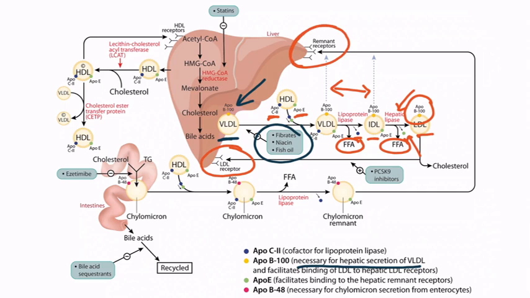From the key, notice that ApoE facilitates the binding of lipoproteins to the hepatic remnant receptors. This includes VLDL and IDL. On the other hand, ApoB100 facilitates hepatic uptake of LDL by the LDL receptor. So it facilitates binding of LDL to the hepatic LDL receptor. We've shown that right here. Okay, let's see what your text says.